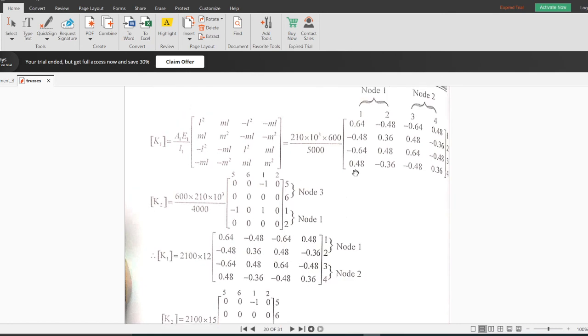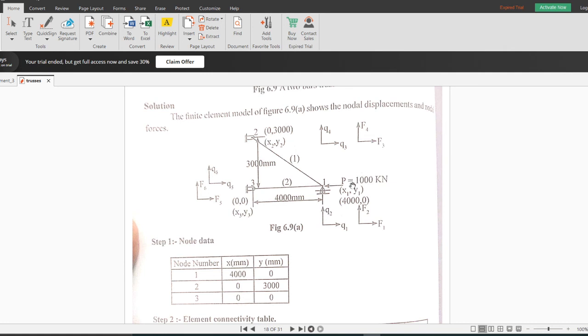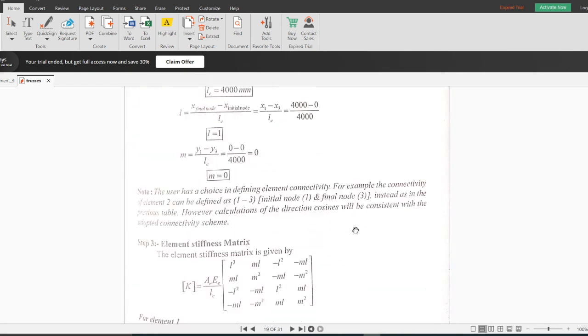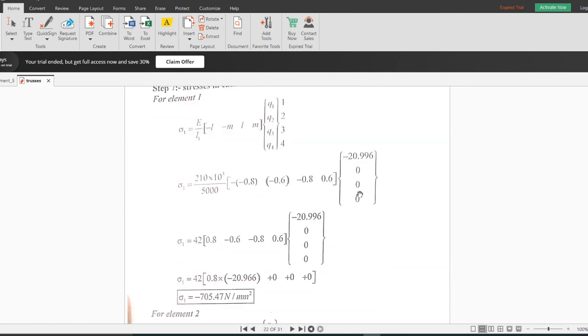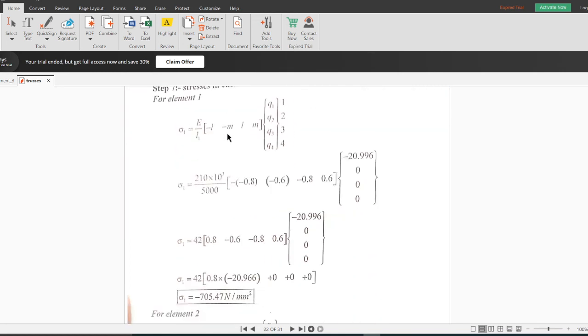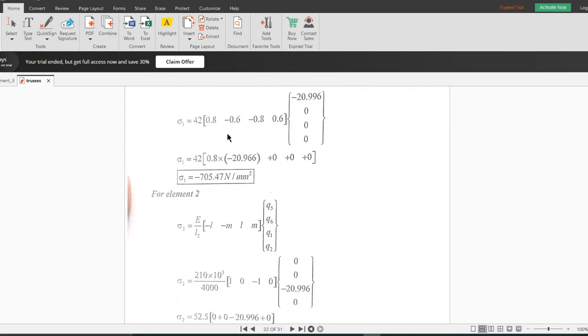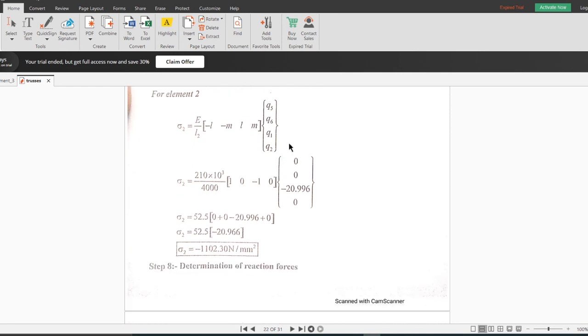Yes, sir. And one more very important thing. Can you tell me what the force sign convention is here? Minus or plus? Minus, sir. Yes, minus. You have to be careful. Therefore, the answer is Q1 is minus 20.9, or minus 21. Sigma 1 is minus 705.4 Newton per mm square.